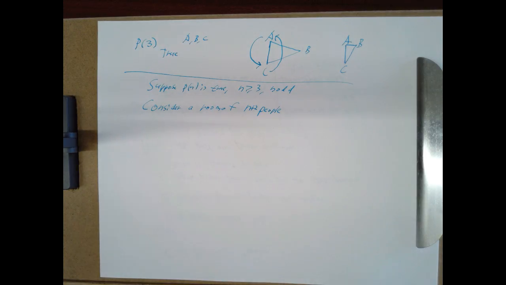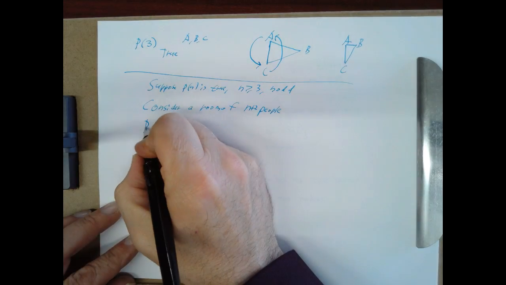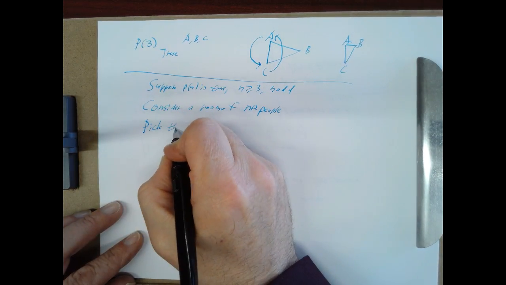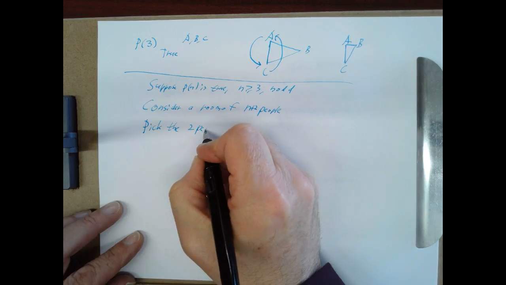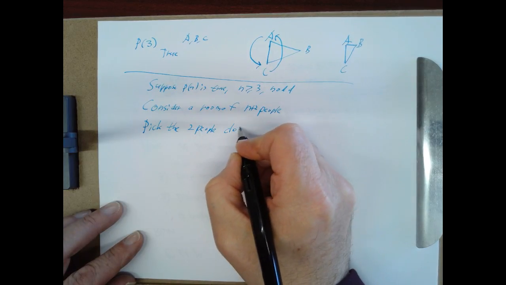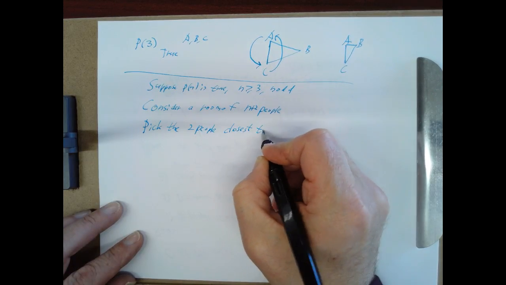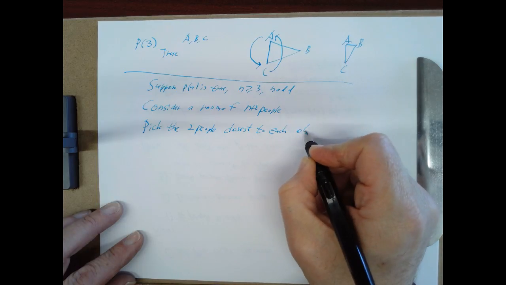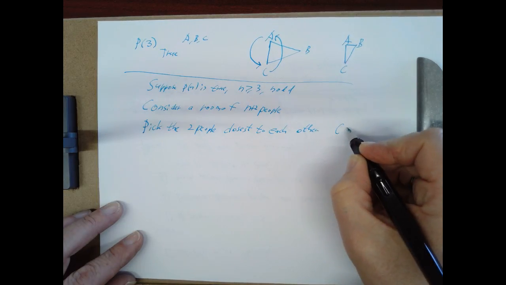Okay, so now we have n plus 2 people in the room. Okay, pick the 2 people closest to each other. And let me just call them A and B.